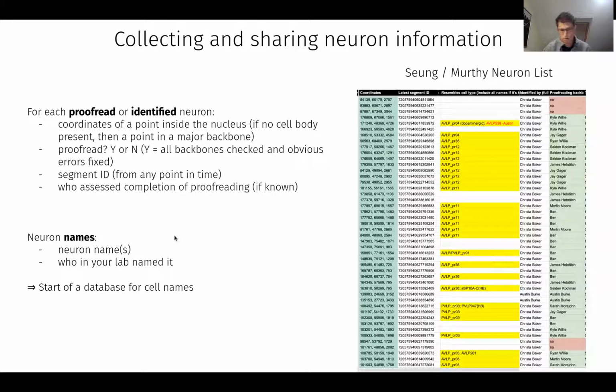Separately, we also want to start a table that collects cell names. Cell types are a very difficult and opinionated topic at times, but what we're trying to do is collect a table of names that people assign to these neurons and make that available for queries, so people can query this table programmatically and non-programmatically to see if somebody called a neuron with a certain name.